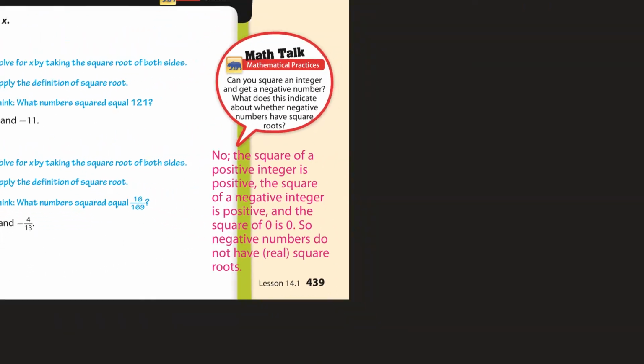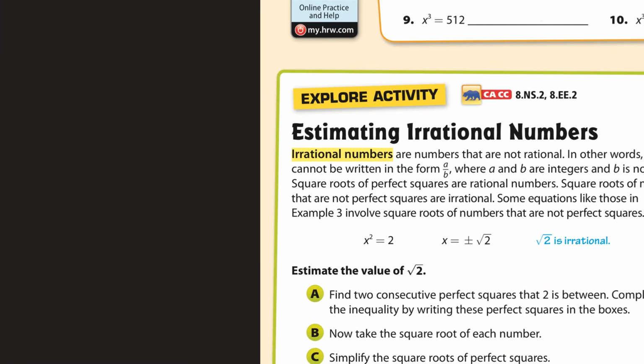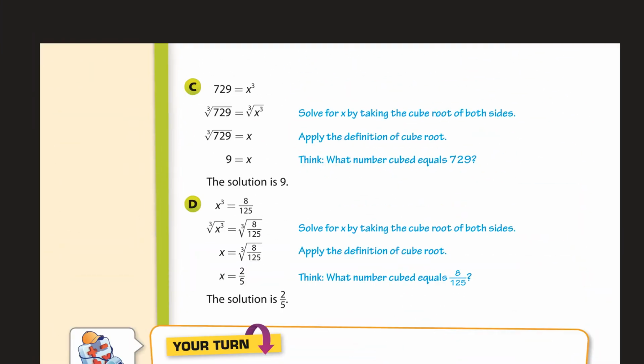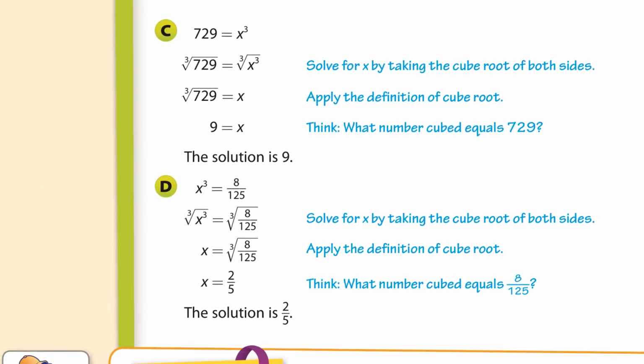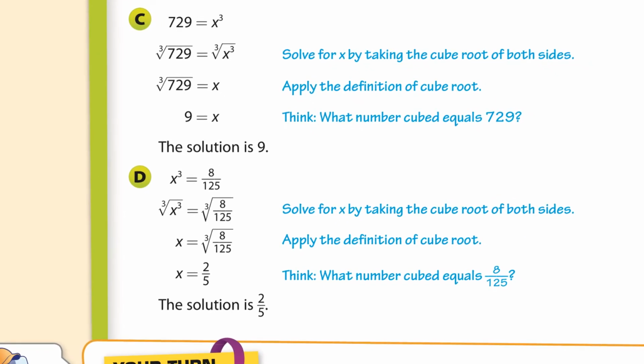Moving along. I'm not going to do that part. They have the cube roots now. On these cube roots, we have, well, what times itself 3 times is 729? And that's 9, because 9 times 9 times 9 is equal to 729.